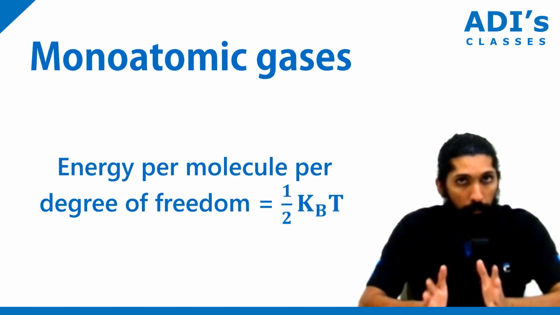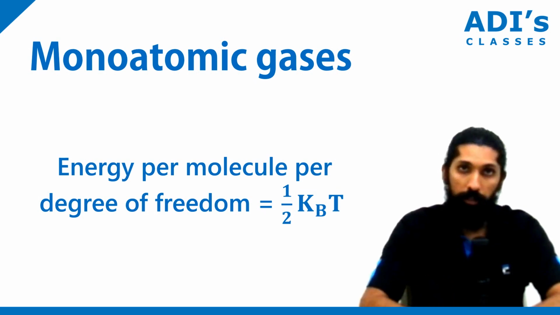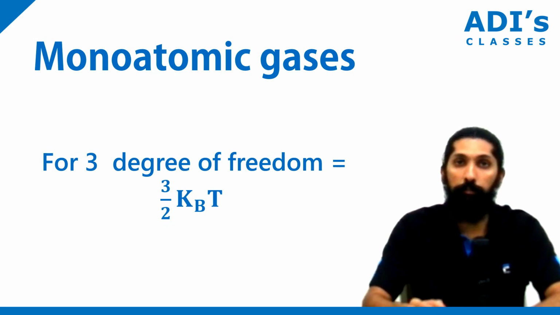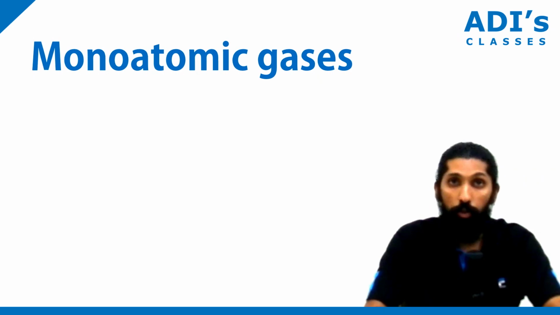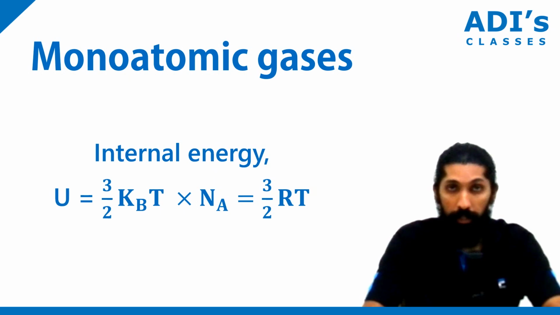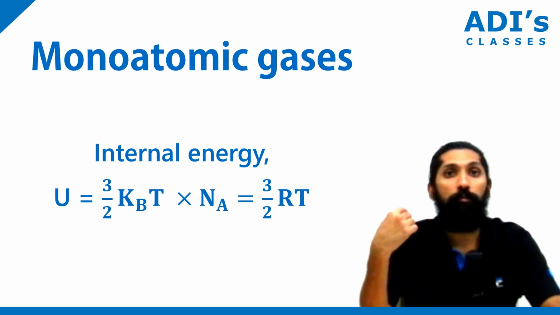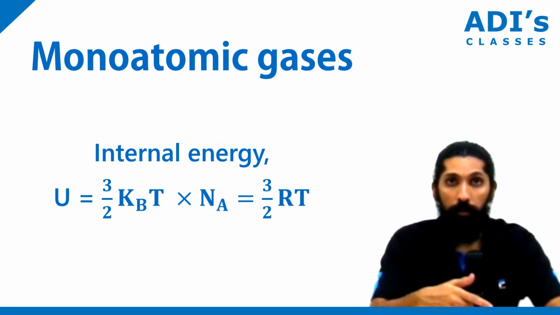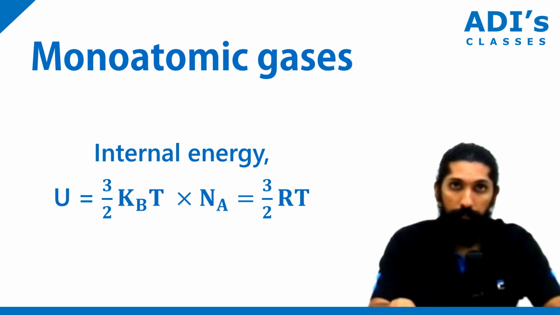Now, energy per molecule per degree of freedom is going to be 1/2 kB T, right? Since we have 3 degrees of freedom, the total energy is going to be 3/2 kB T. Now we are looking at the U value, that is the internal energy. The U value is the energy times the number of particles, which is the Avogadro number. So we have 3/2 kB T into Na, and this value is equal to 3/2 RT, correct?